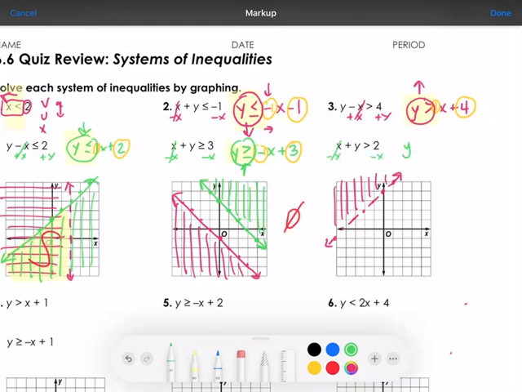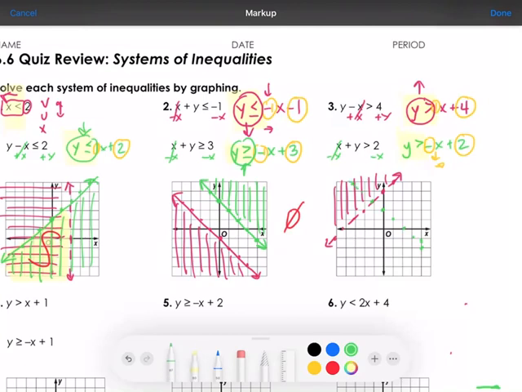Once again, need to get y by itself. I'm going to subtract x this time. So I have y is greater than negative x plus 2. My intercept is 2. My slope is negative 1, so that'll be down 1 over 1. Starting at 2, I'm going to go down 1 over 1 this direction. That point was off. Up 1 over 1 this direction.